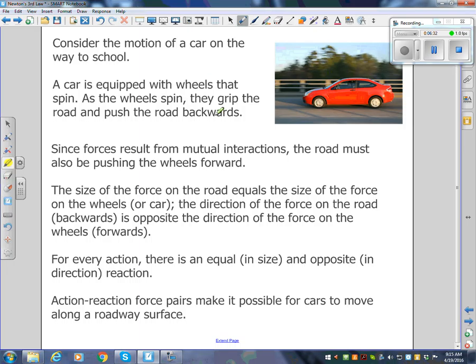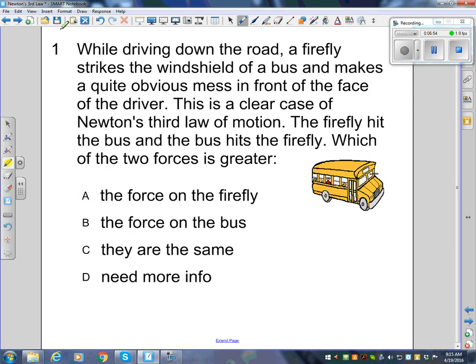Okay, so anyway, the wheels push on the road and push the road backwards. Since forces result from mutual interactions, the road must also be pushing the wheels forward. The size of the force on the road equals the size of the force on the wheels, and the directions are opposite. Blah, blah, blah, we get it. Okay, let's just see if you get it.